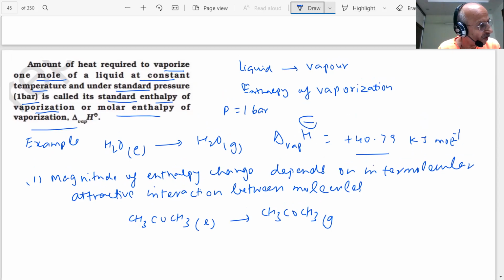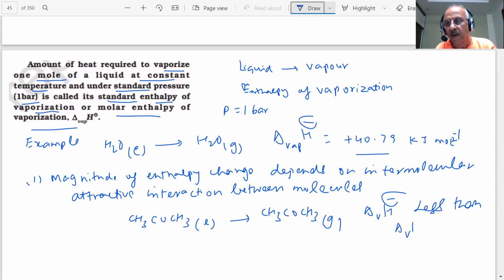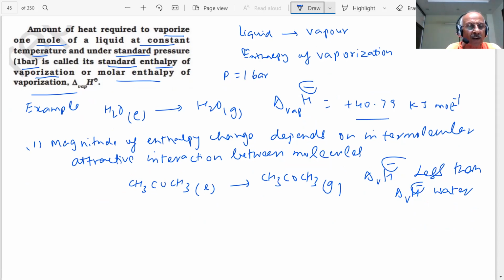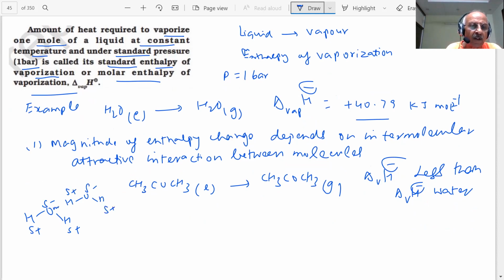For the case of acetone, the delta vaporization of acetone will be less than the delta vaporization of water. Why? What is the reason? In water, student, water molecules are held by, you know what is happening in the water? There is a strong hydrogen bonding. Can you see? In the case of the water, what is happening, student?